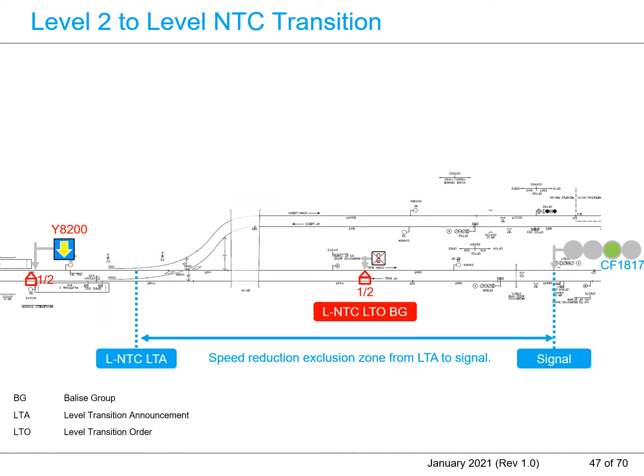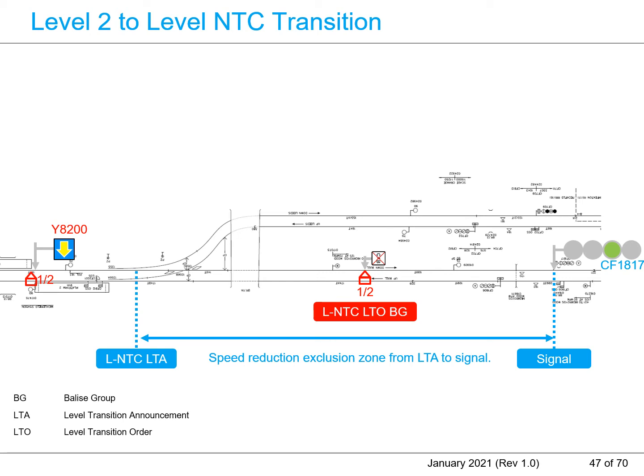The zone between the level transition announcement and signal CF1817 is the exclusion zone for speed reduction, associated with the permanent speed restriction. This requirement is to minimize the workload for the train driver during normal operation, when preparing for the change from cab signaling to trackside color light signaling.